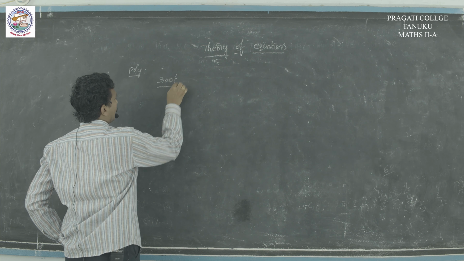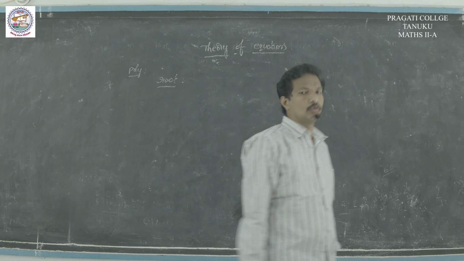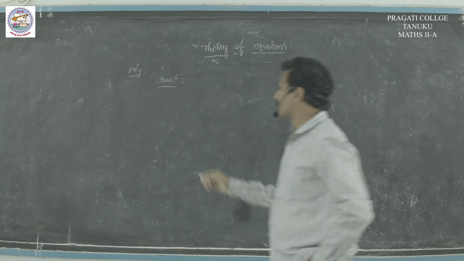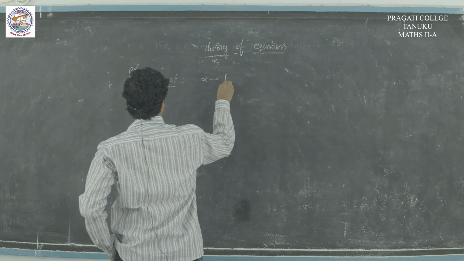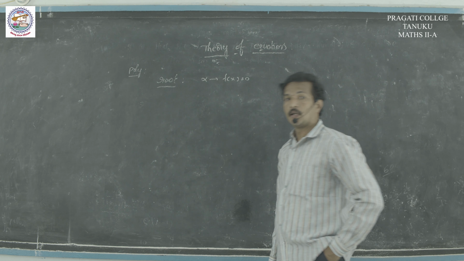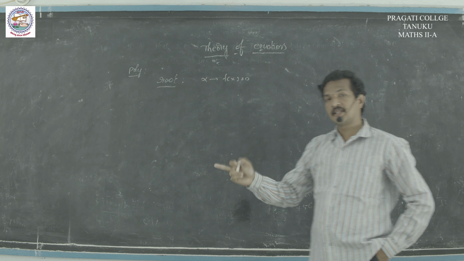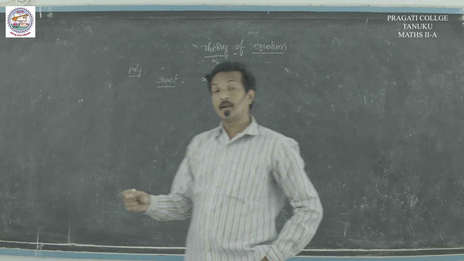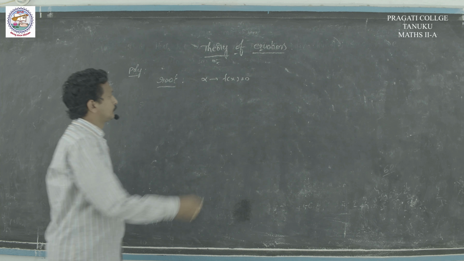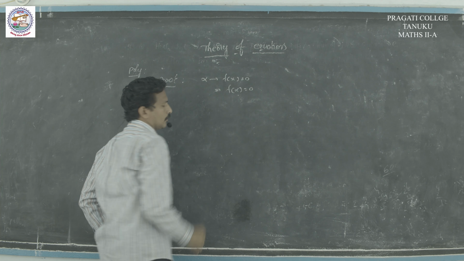Root of the equation. Already in the previous chapter we discussed that a root means a complex number alpha which satisfies f of x equal to 0. Such alpha is called a root of the equation, and satisfies means f of alpha is equal to 0.